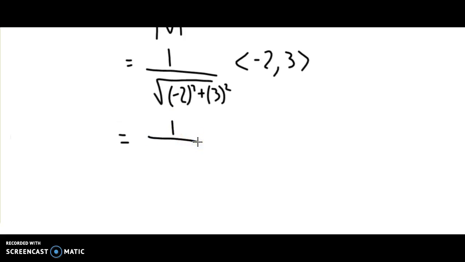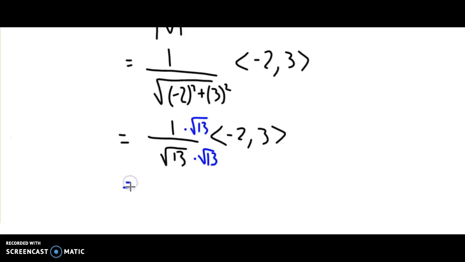Well, negative 2 squared is 4. 3 squared is 9. So this would be 1 over the square root of 13 times negative 2, 3. Now remember, we don't like to have square roots in the bottom. So how do I get rid of the square root on the bottom? I multiply by the square root of 13 on both top and bottom. So now we have the square root of 13 over 13 times the components, negative 2, 3.